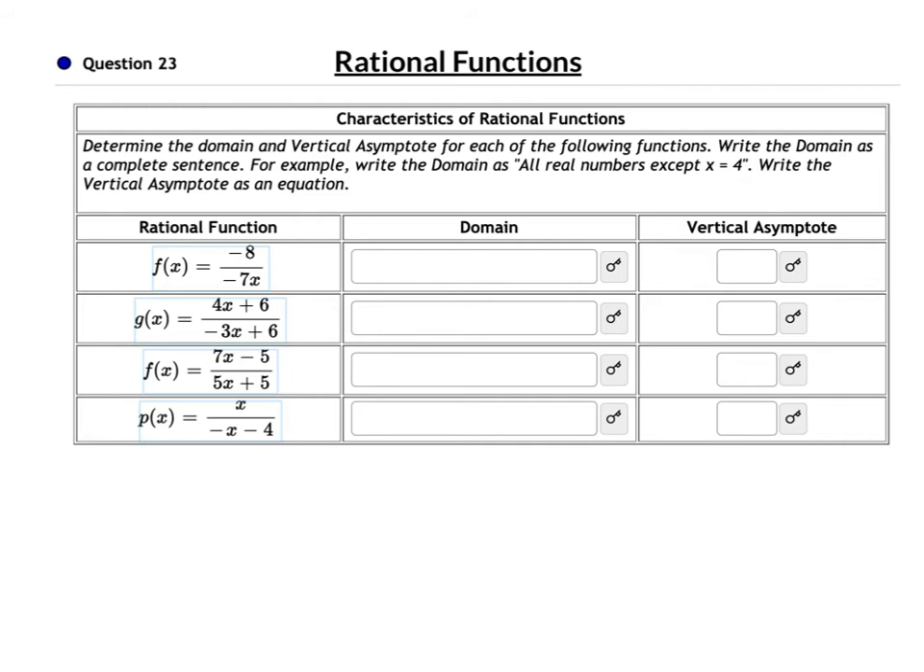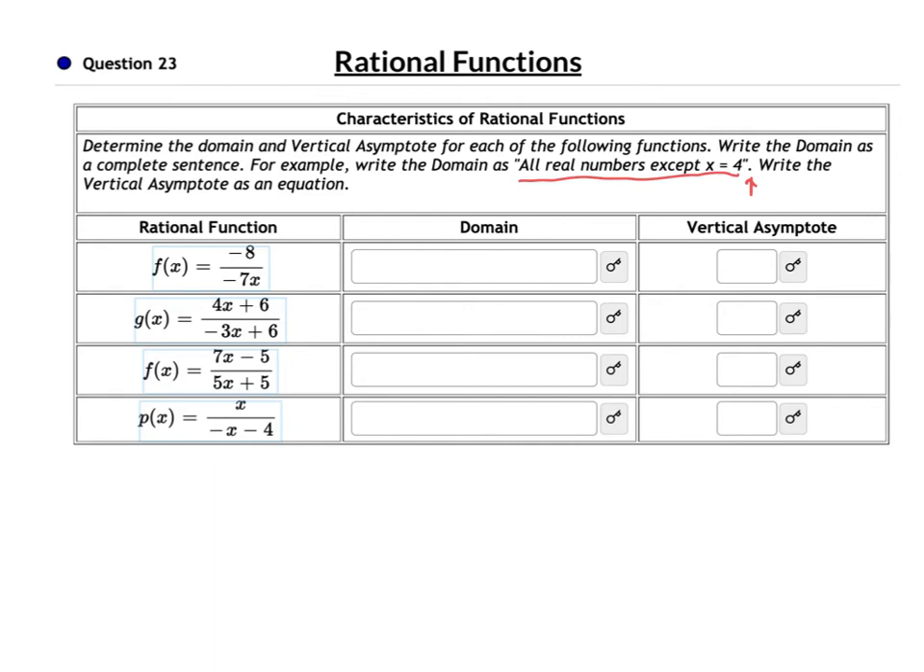Question 23 talks about domain. Domain are the x's. Be aware that how you type this in is very important because WAMAP is not very forgiving. Do not type a period. Type it exactly as it is in the quotes. All real numbers except x is 4, or x is 2, or x is 0. No period, no quotes. Type it exactly what's within the quotes. All real numbers except whatever x cannot be.